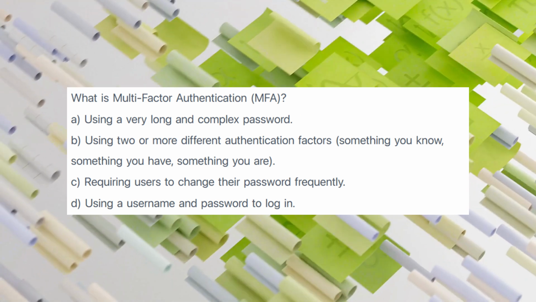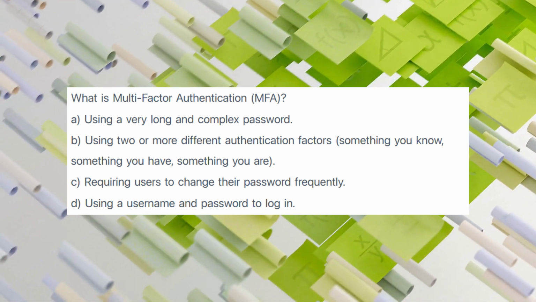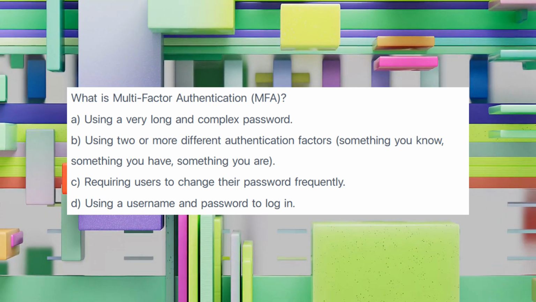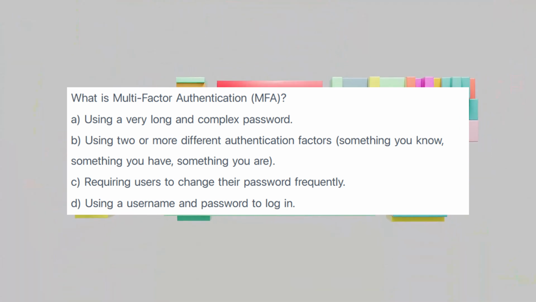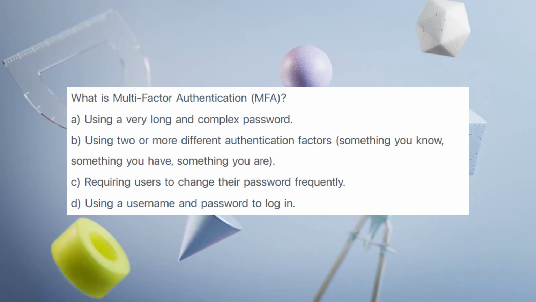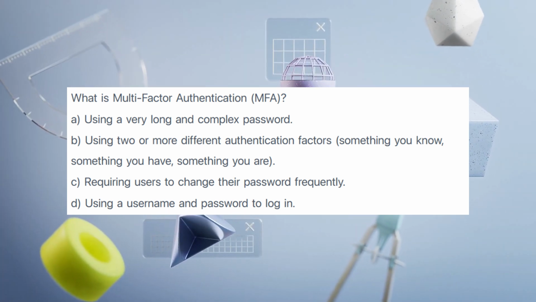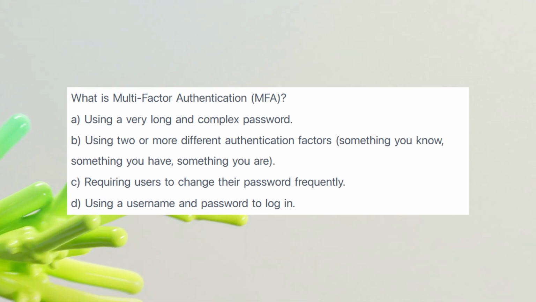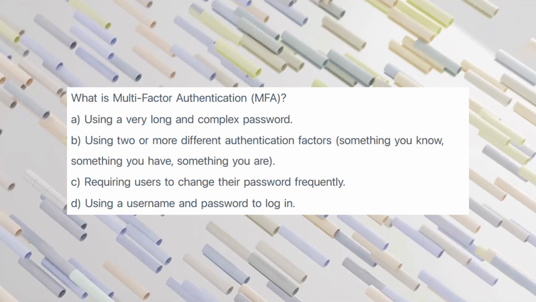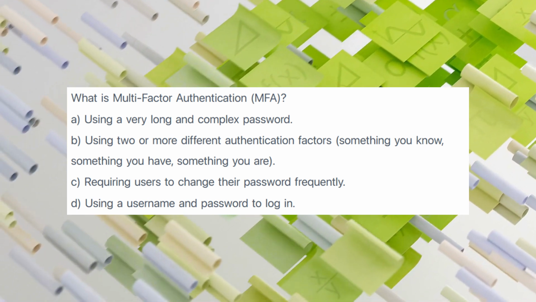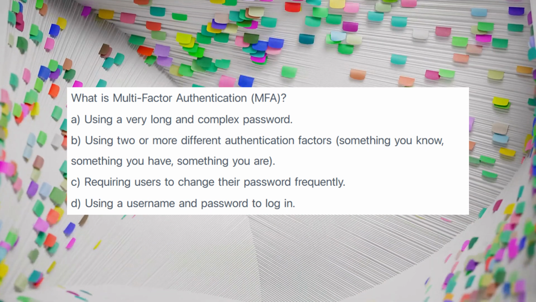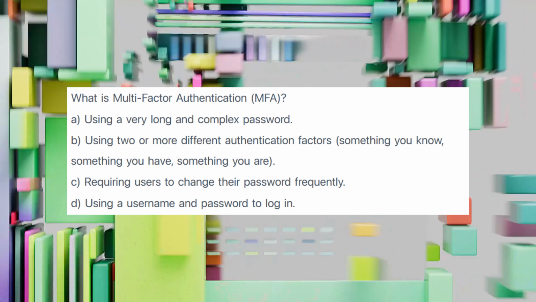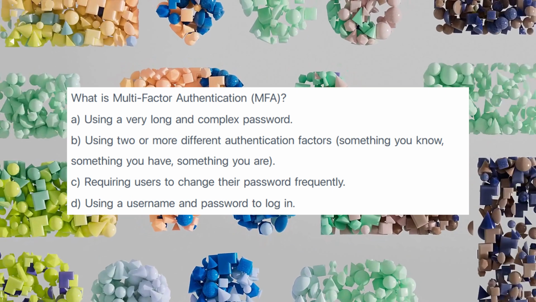The answer is B. Using 2 or more different authentication factors. Something you know, something you have, something you are. MFA requires a user to provide at least 2 distinct types of credentials from different categories, e.g., a password, a token from a phone, a fingerprint. Option A describes password strength. Option C is a password policy. Option D is single-factor authentication.